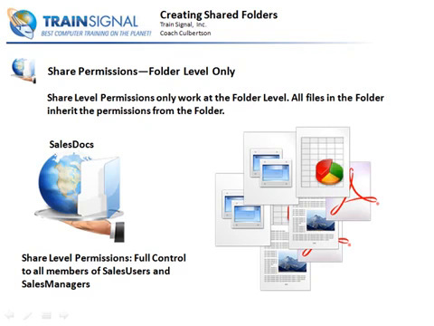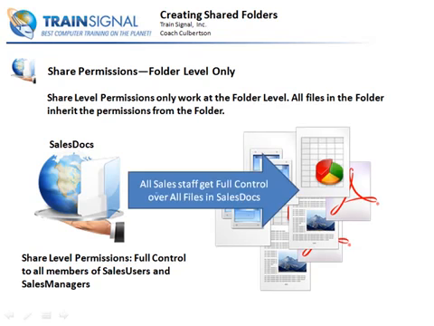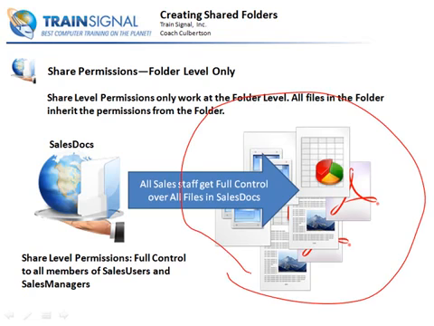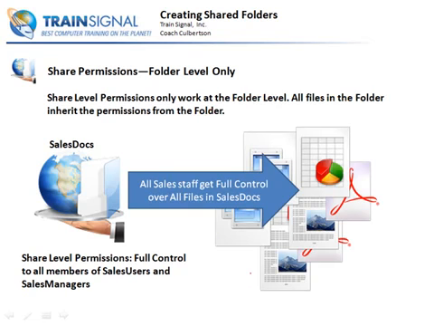Okay? So let's take this for example. Let's say sales docs. Let's say the share level permissions right now are full control to all members of sales users and sales managers. So that means all the sales staff in these two groups get full control over all of the files in the sales documents. That's how share level permissions work. It only works on folders. Everything in the folder gets those permissions. Now, in just a little bit, I want to talk with you about how to restrict permissions on individual files, but that's coming up in just a little bit.